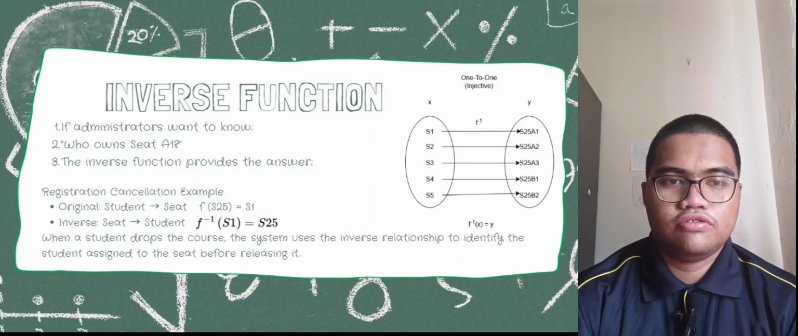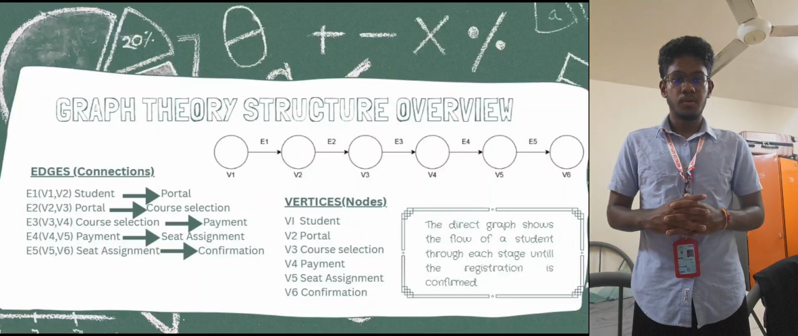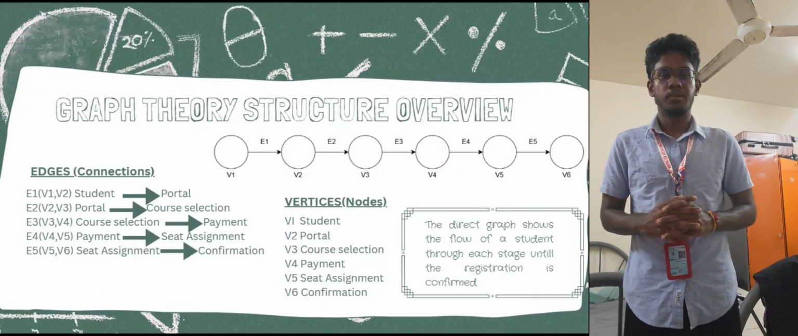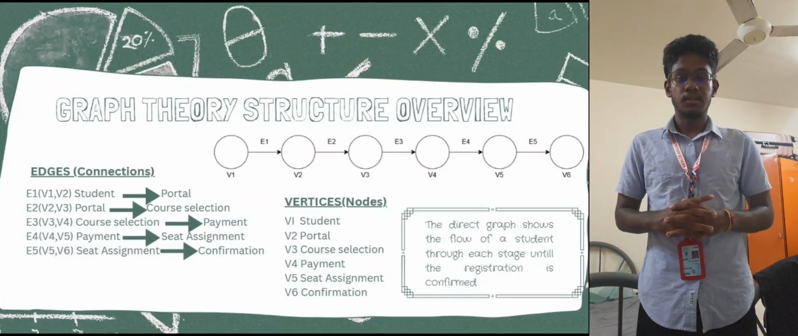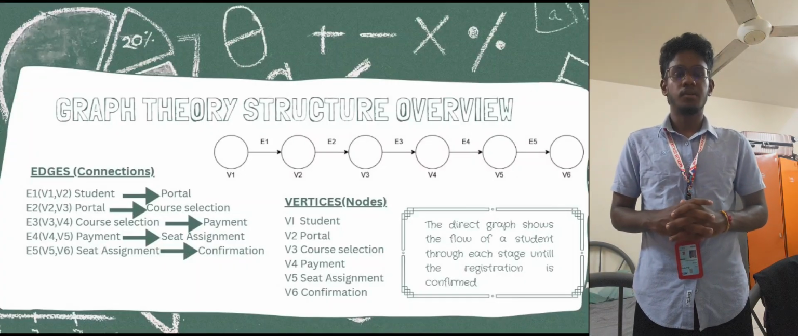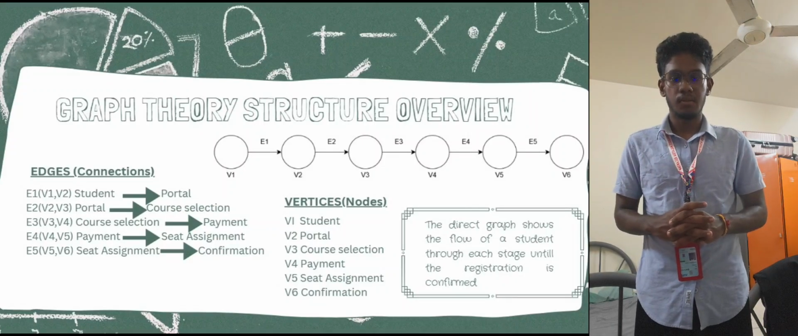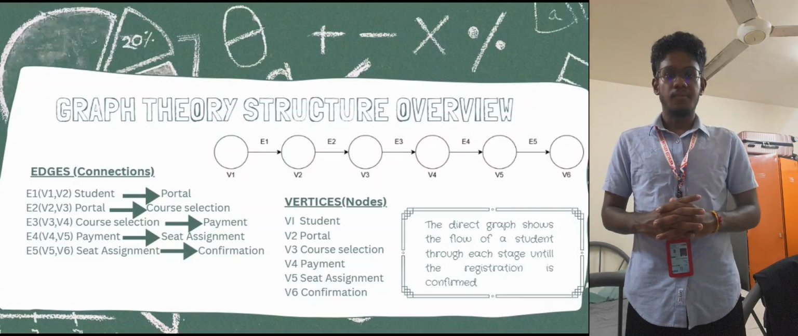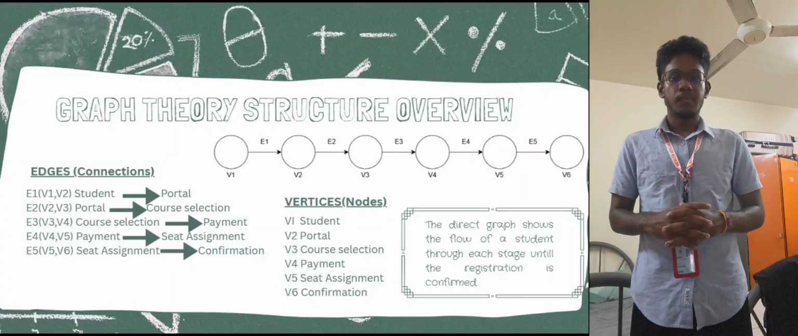Next, we will go to the second module. A directed graph is used because the process flows in a specific sequence and moves in only one direction, from registration to confirmation. Vertices, or nodes: the circles represent the stages of the registration system. V1 is student, V2 is portal, V3 is course selection, V4 is payment, V5 is seat assignment, and V6 is confirmation. There are 6 vertices in total.